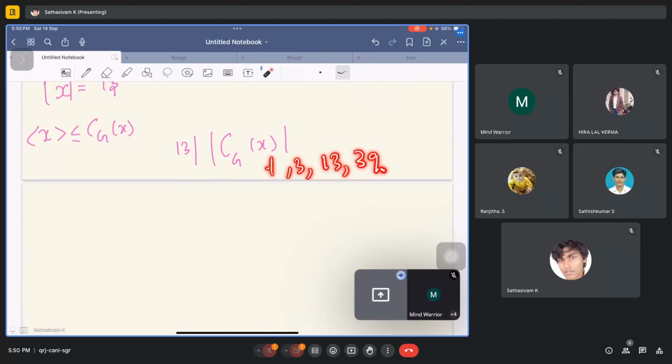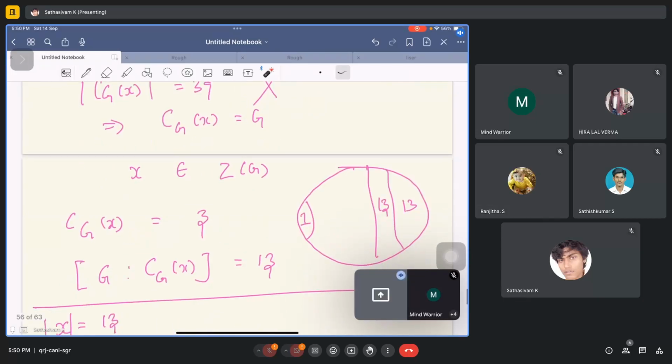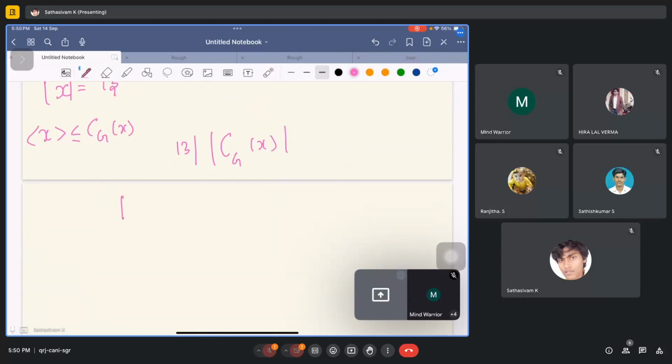But then 1 and 3 are not possible, because 13 divides the order of the centralizer. So these two are not possible, only these two remain. If it is 39, do the same argument here. If the centralizer is of order 39, then x belongs to the center. But we have proved that the center is the identity. So that is also not possible. So the order of the centralizer is basically 13.